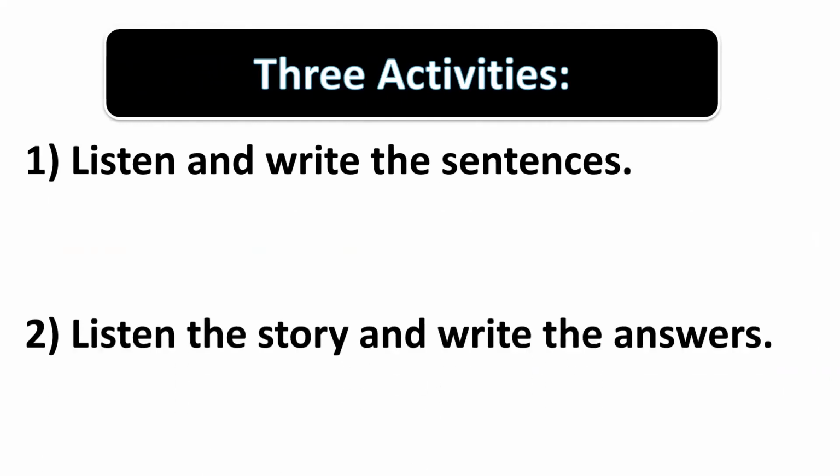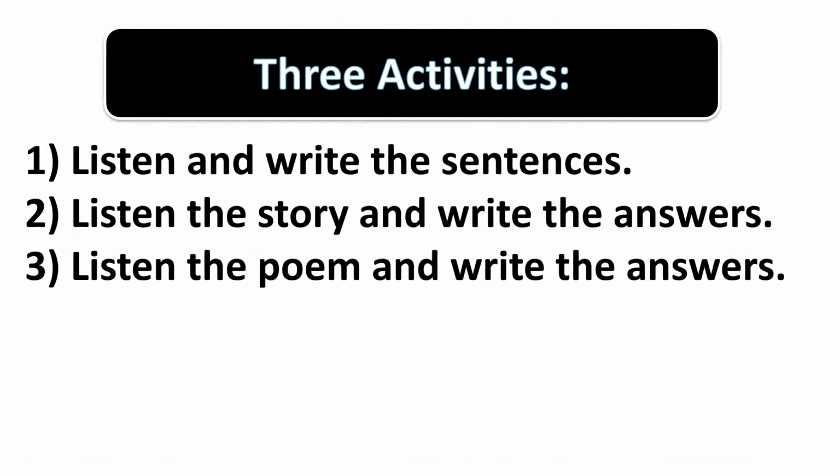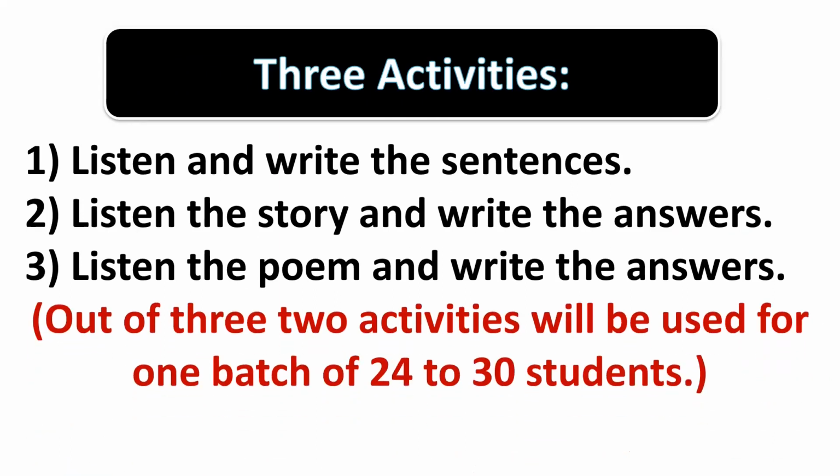Now, there will be three activities in the board exam. Listen and write the sentences. This is the first activity. Second is listen the story and write the answers. Third is listen the poem and write the answers. Out of these three, only two activities will be used for one batch of 24 to 30 students. Now it is on the examiner which activities he or she will be used in the board exam. But these are the three activities. Out of these three, only two will be used in the exam.